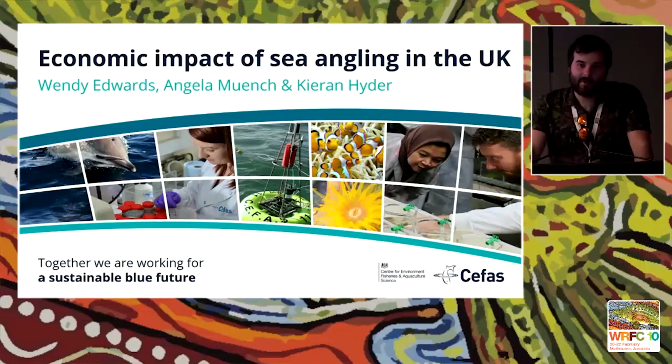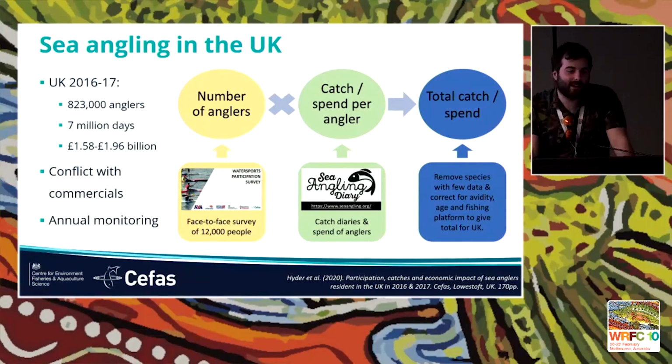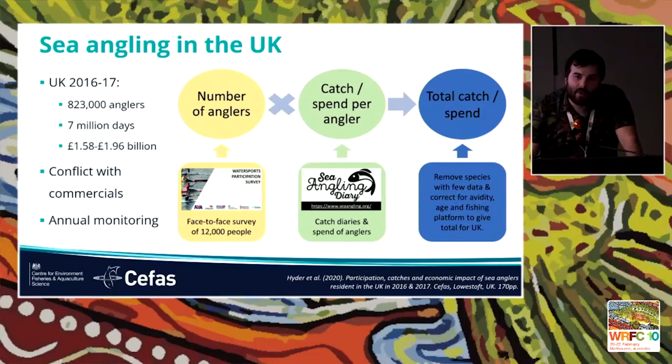So here I'm going to be going through some of the economic impact analysis we've been doing on our sea angling diary programme over in the UK. So what does sea angling look like in the UK? Well, back in 2016 and 17, we had around 820,000 people that participated in the activity each year, and they fished for about 7 million days in total. We've noticed a bit of a decline in participation rates in recent years, with that participation figure dropping to around 600,000 people and about 5 million days fished.